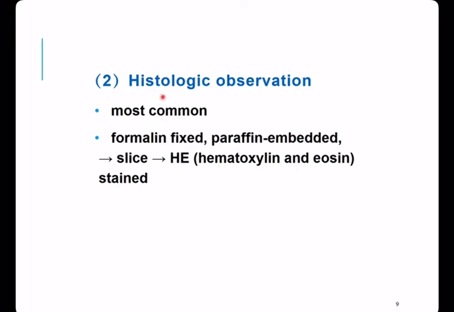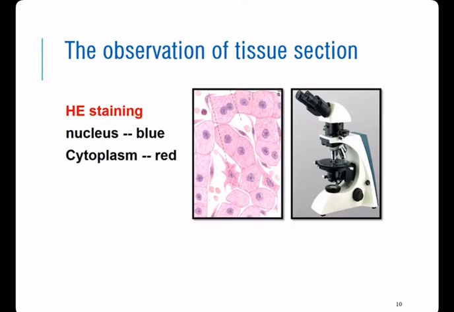The histologic observation is the most common method to diagnose the disease. The tissue is formalin fixed, paraffin embedded, then cut into slices and HE stained. The observation of tissue section. I believe you have already learned it in the class of histology, so I will skip this part.